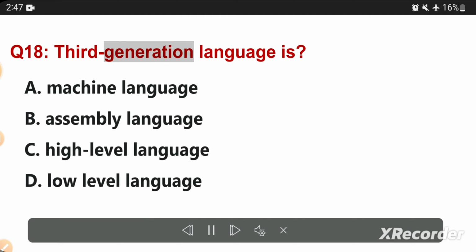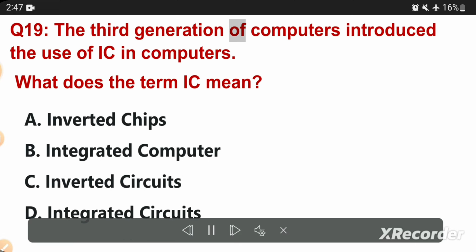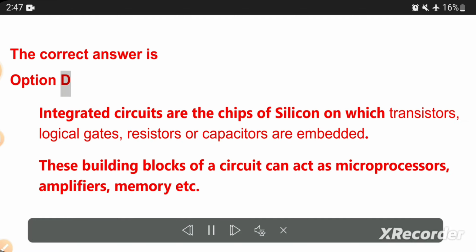Q18. Third generation language is machine language, assembly language, high-level language, low-level language. The correct answer is option C, high-level language. Q19. The third generation of computers introduced the use of IC in computers. What does the term IC mean? Inverted chips, integrated computer, inverted circuits, integrated circuits. The correct answer is option D.